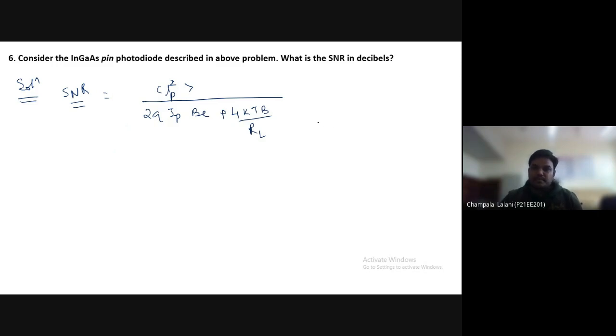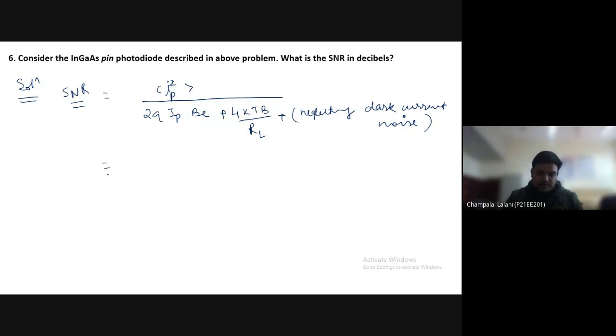One thing you can see here is that I am neglecting the noise current that is produced by the dark current. Neglecting because that was very small as compared to the noise current that is produced by the shot noise. So here I am neglecting the mean square power of dark current noise because it was very small as compared to the other noises that were produced. If the value of the dark current noise was much higher as compared to the shot noise, then we could neglect the shot noise. So depending upon the values, I have neglected the dark current noise.